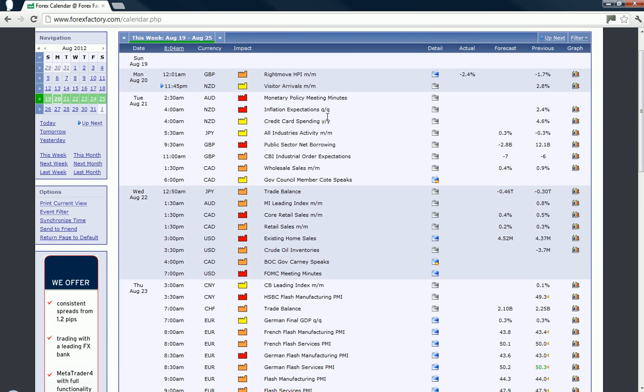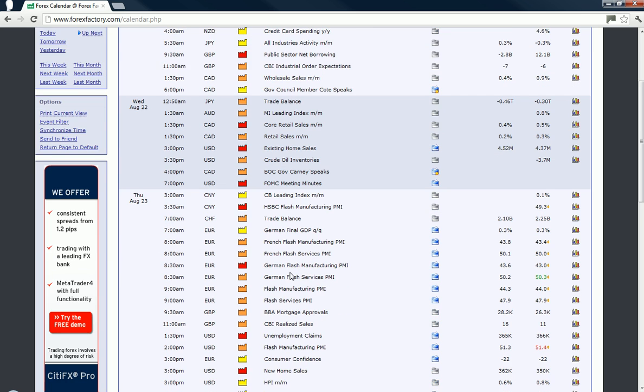So in terms of news, tomorrow at 9:30 UK time we have the UK public sector net borrowing figures out. On Wednesday, some Canadian data at 1:30, the retail sales. At 3 PM we have US existing home sales data, and at 7 PM on Wednesday we have the FOMC meeting minutes. Keep an eye out on that. That should be quite volatile as usual.